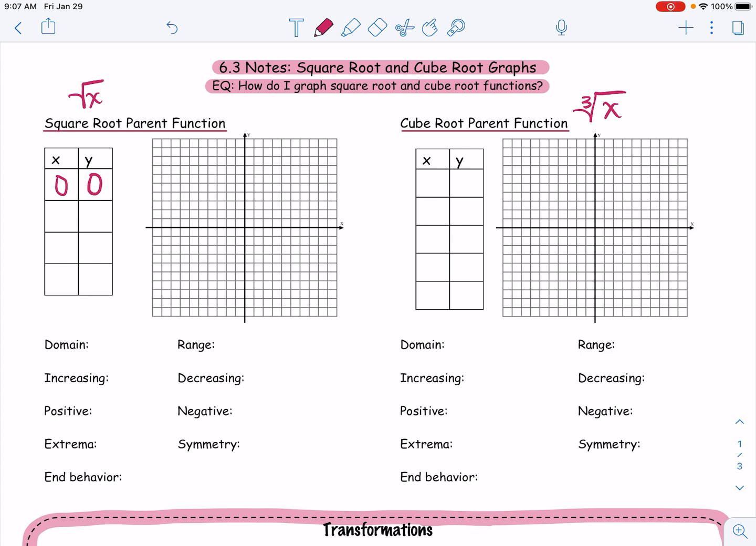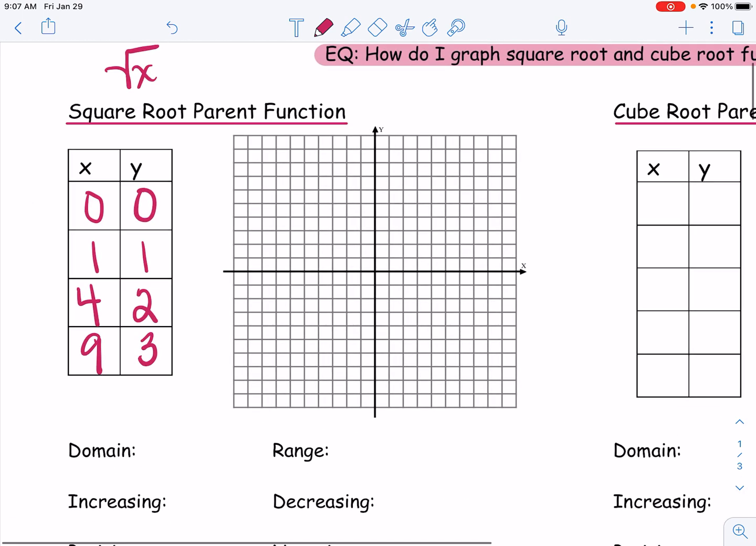I also know that 1 is a perfect square, and the square root of 1 is 1. 4 is a perfect square. The square root of 4 is 2. 9 is a perfect square. The square root of 9 is 3. So it's the opposite. The x's and the y's have flopped from the quadratic parent function to the square root parent function. And so now we know we can just graph these points. 0, 0, 1, 1, 4, 2, and 9, 3.